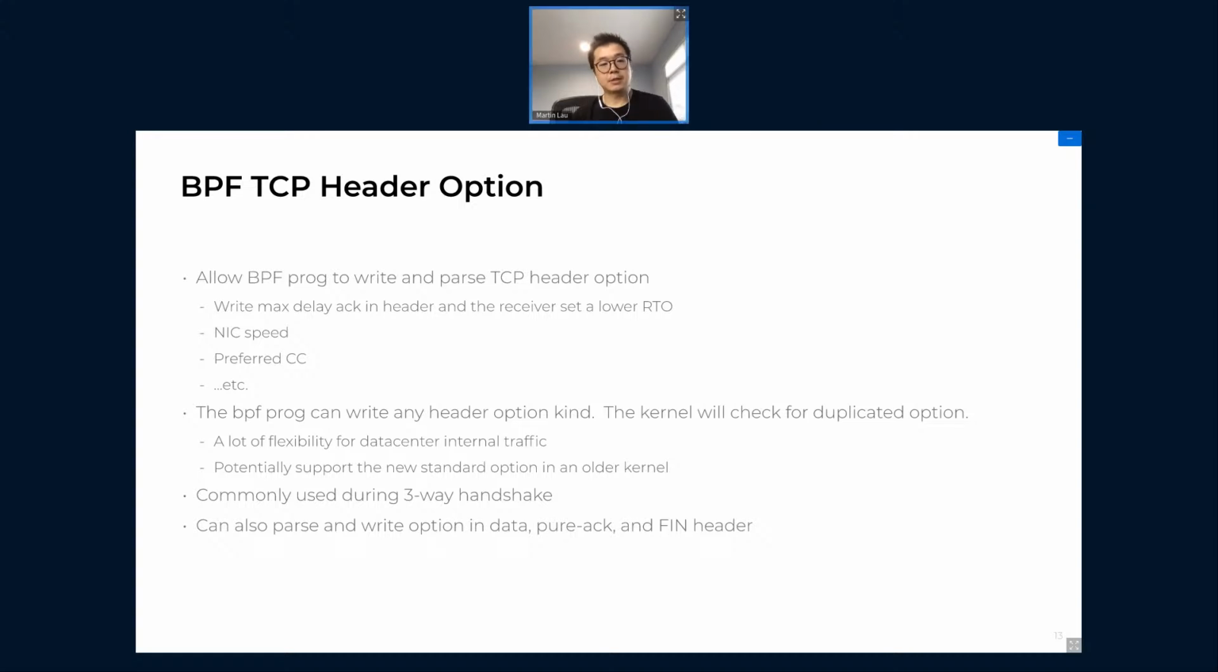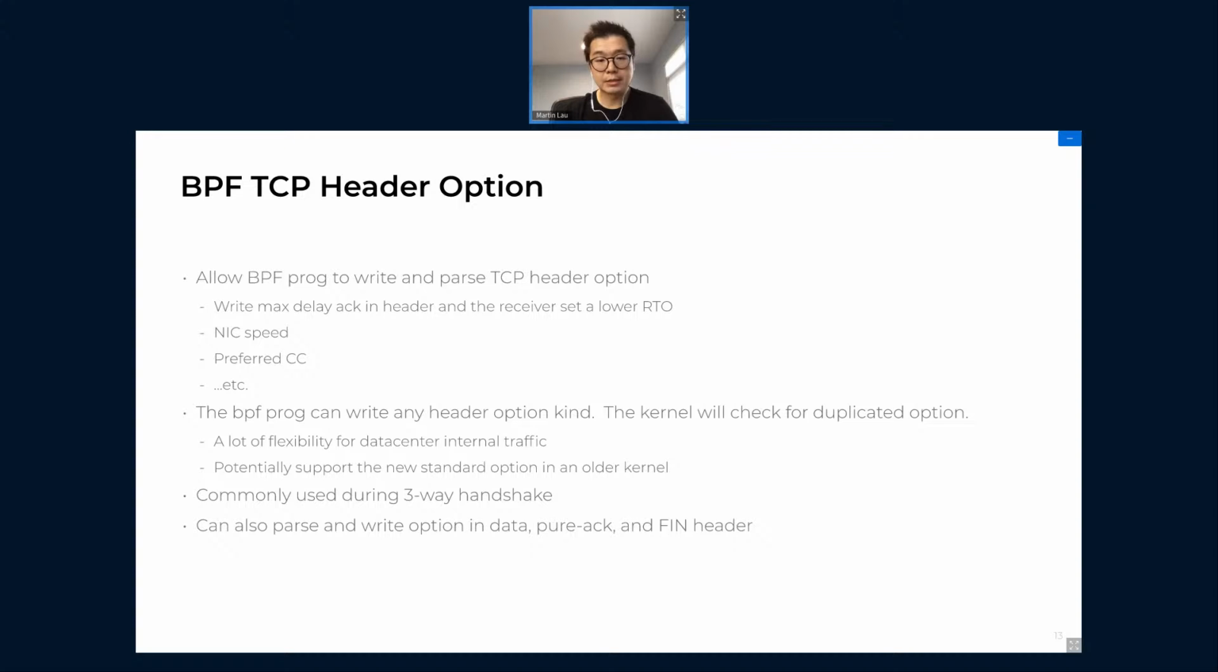Okay. Next, we'll switch topic to talk about writing TCP header options in BPF. I think we don't lack use cases to allow a BPF program to write the TCP header options. For example, one use case could be that we want to communicate the maximum delay ACK in the header options so that the receiver side can set a lower RTO. This will be the example I use in the following slides to show how it could be done in the BPF program.